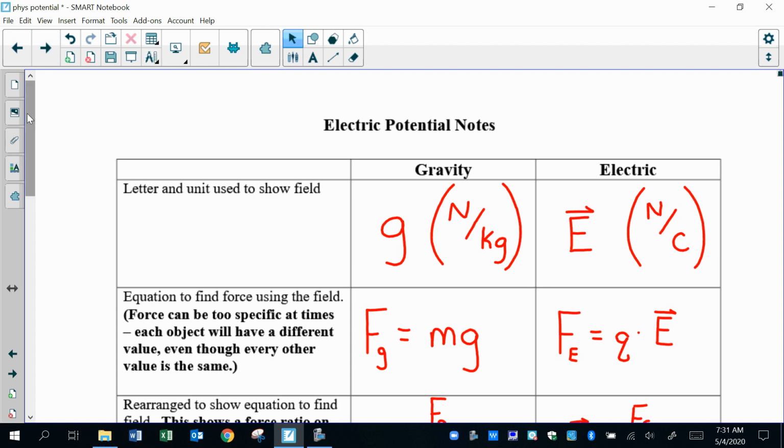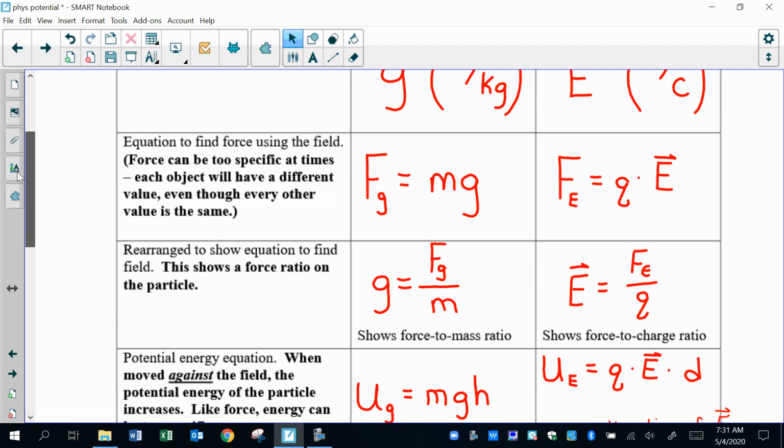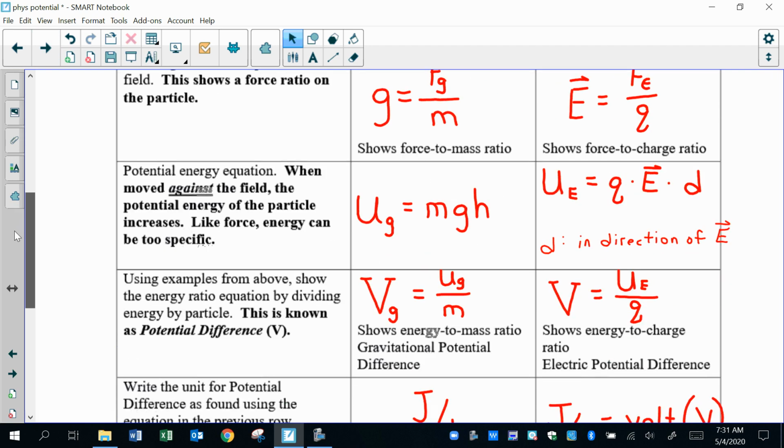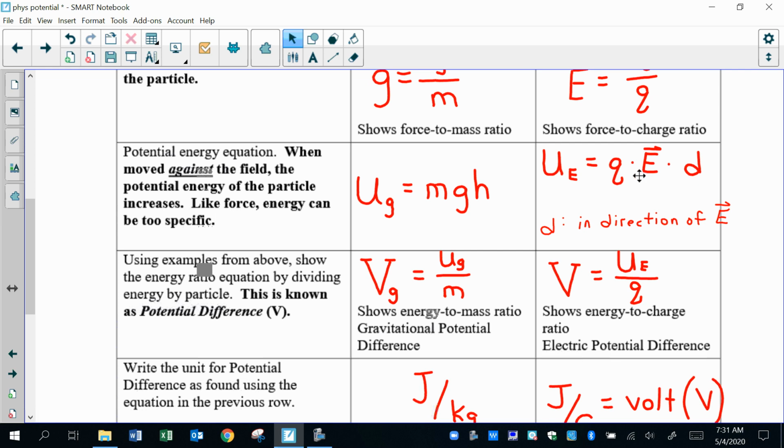Same idea here. Now we can't just say H because H is very specific. H means vertical. We don't always have a vertical electric field. We always have a vertical gravitational field thanks to the Earth. We don't always have vertical, so this can be any direction, which is why we use the letter D, which is much more generic than the letter H.